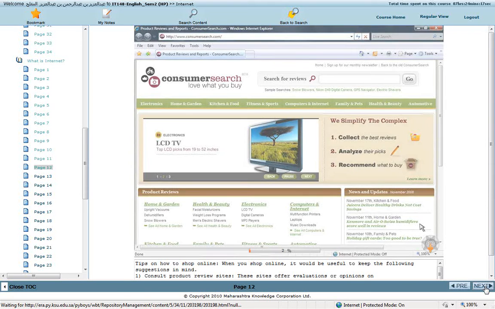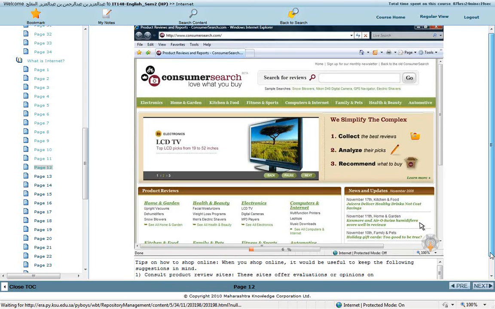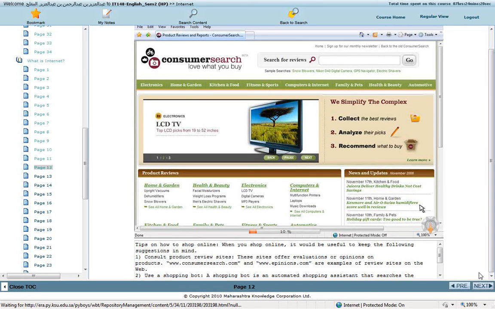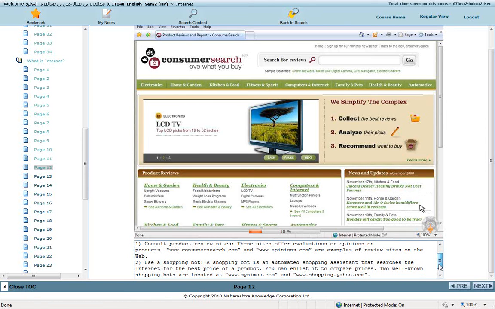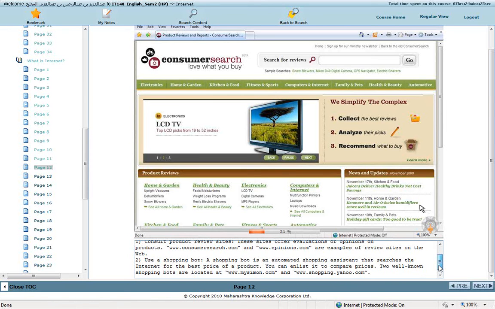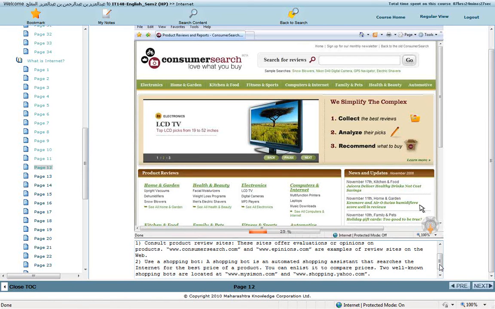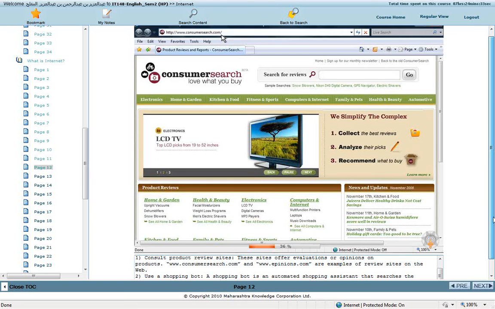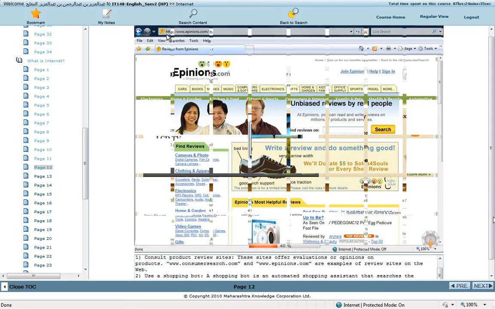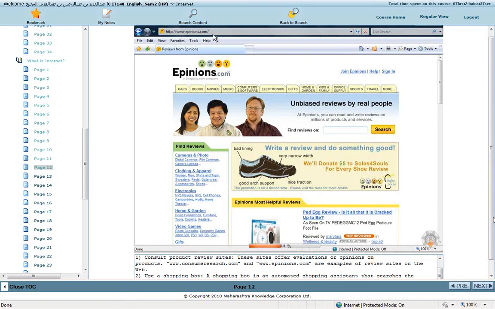Tips on how to shop online. When you shop online, it would be useful to keep the following suggestions in mind. Consult product review sites. These sites offer evaluations or opinions on products. www.consumersearch.com and www.opinions.com are examples of review sites on the web.